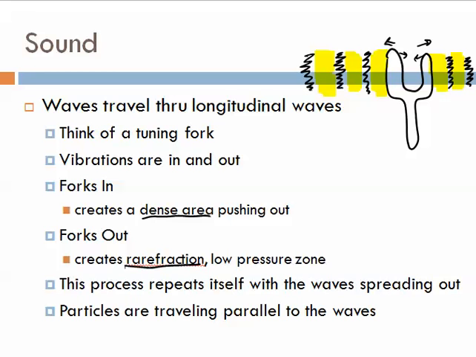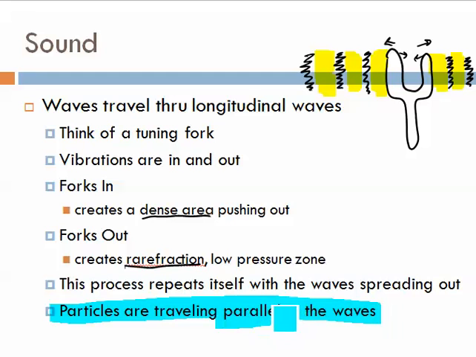This bottom part down here is very, very important. Particles are traveling parallel to the waves in longitudinal waves. Notice here that as I look at our picture up here, things aren't moving up and down. All right, the tines are moving in and out, in and out. So they're going to be moving parallel. Right, the tines are moving in the same direction that the waves are moving. Right, there'd be a particle. So if you think about the tines being the particles, they're going to move left and right. They're not going to move up and down.